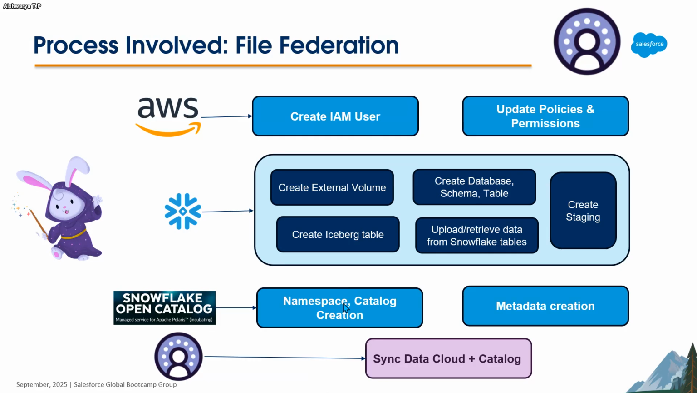As of now, it's supporting the Parquet files only. If you are bringing unstructured data, that needs to be converted to Parquet format. Again, as I told, file federation is in beta phase today, so it's not supporting many types of data types. There is a big list of which is supported and which is not supported. So only certain data types are supported within Data Cloud.